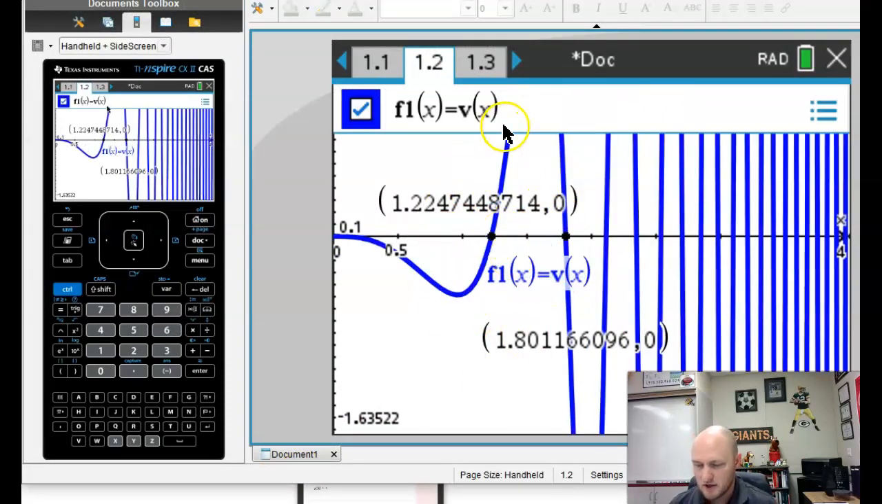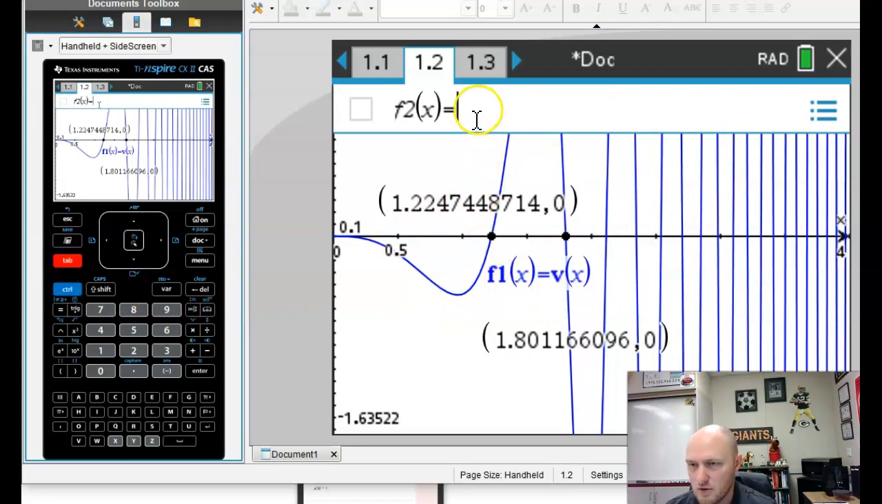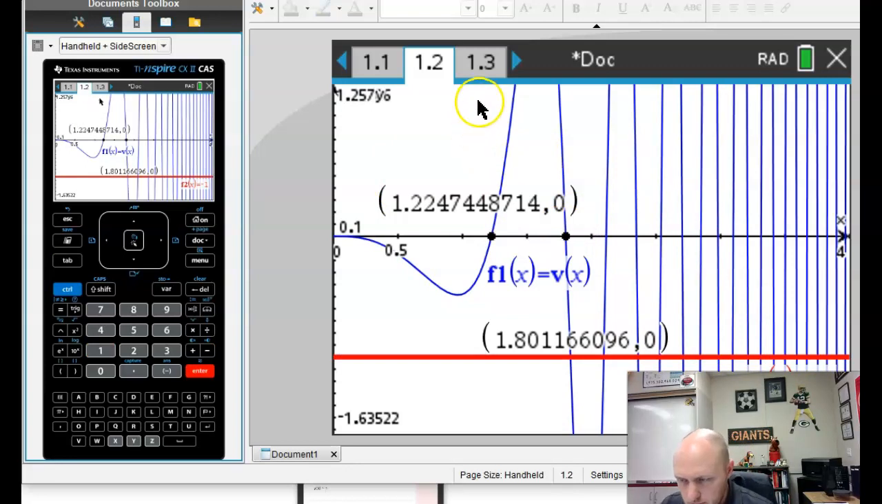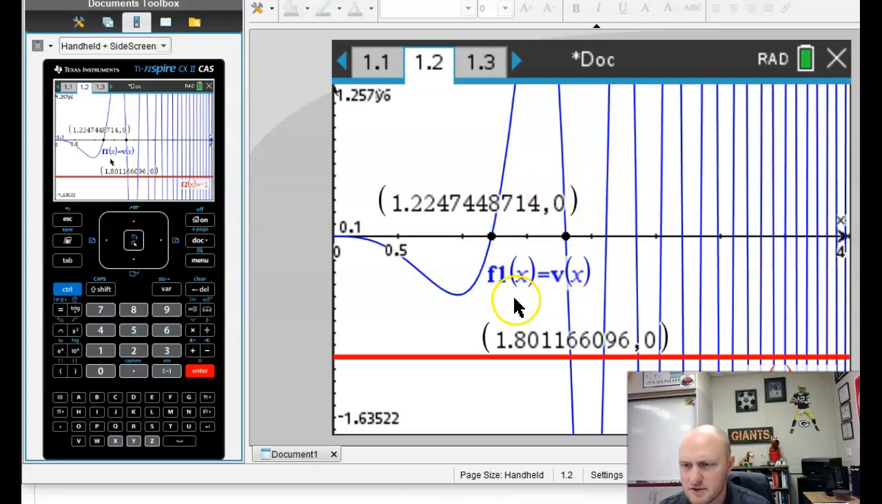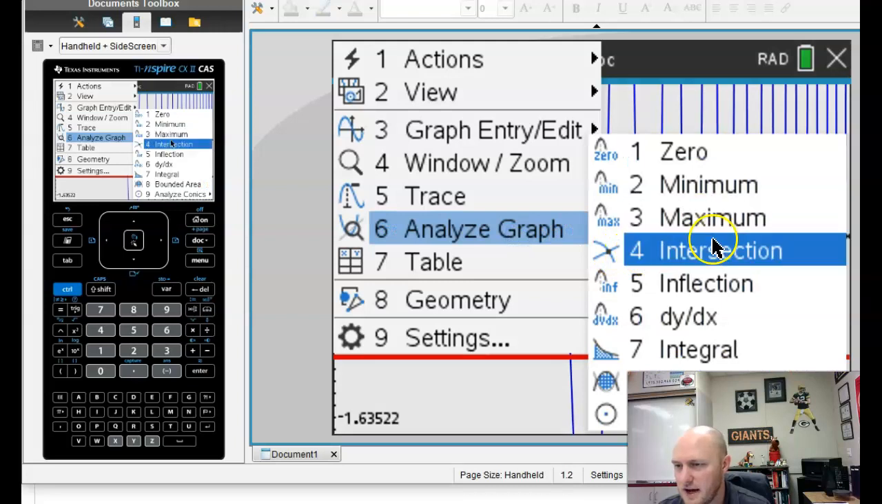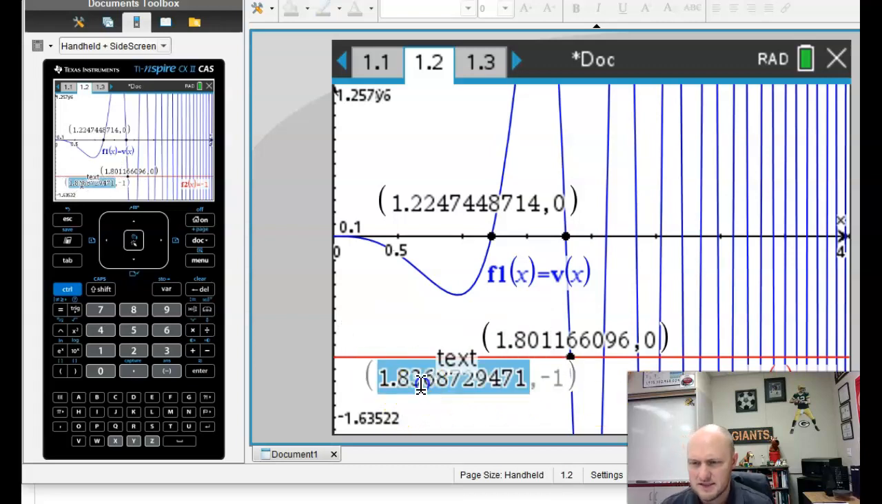Well, I'm going to graph a second function. One thing you can do is hit tab and it will bring up a second function, and I'm just going to define it as -1. Okay, so here I have v of t is equal to -1. And I've got to find what this intersection is right here. So menu, analyze graph, intersection. So right here. And that looks like 1.837.